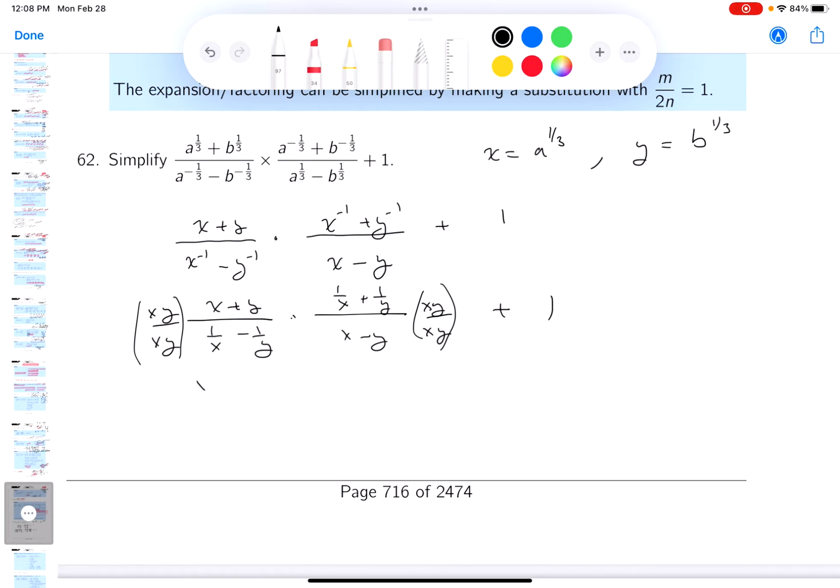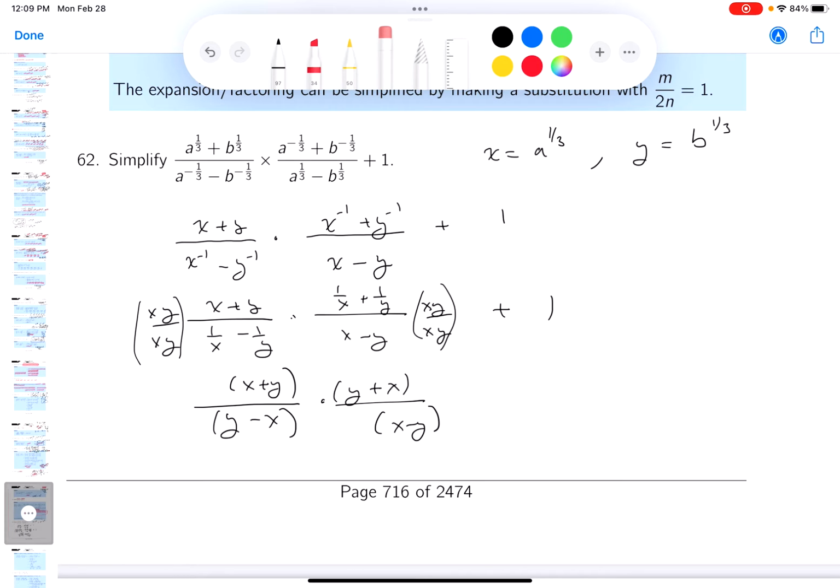And what do you get? Well, you get xy times x plus y. That's what you get on top. On bottom, you actually get y minus x. Over here, what do you get? You get xy. Whoops, I'm sorry, not xy. I made a mistake there. You're going to get y plus x over xy, x minus y. All right? So I'm going to say, it kind of simplified nicely. I'm going to start to cancel things now. All right? So I'm going to divide both top and bottom by xy.